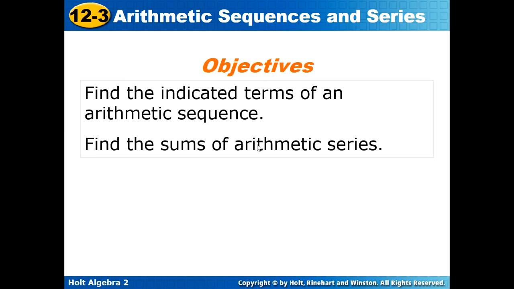So today, we're going to be able to find the indicated terms of an arithmetic sequence, and then we're going to be able to find the sums of arithmetic sequences. And we're really going to define what arithmetic sequences are. There are two different types of sequences and series. We've just done a holistic view the past couple times, but there are two types, and we're going to break those two types down. The first one, which is today's lesson, is arithmetic, and then the next one is geometric, which will be next class period.